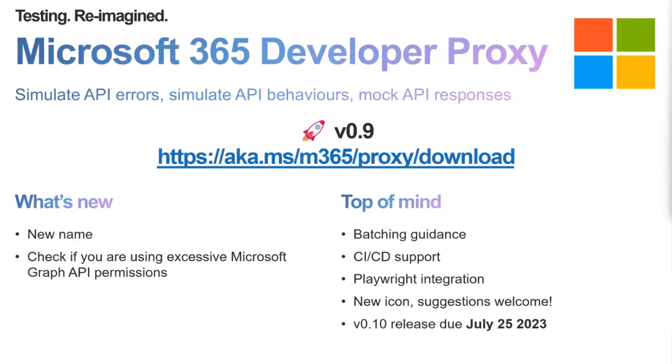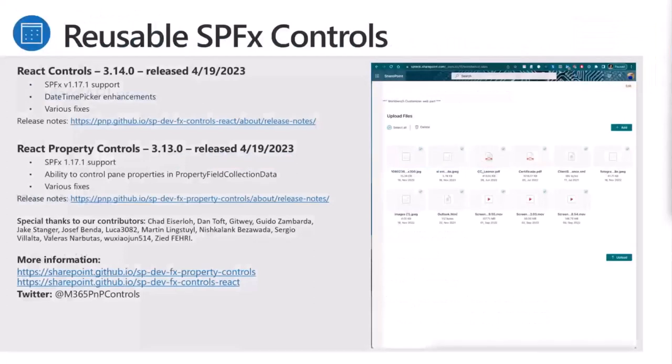As always, we're looking to enhance the proxy. So we're looking at batching, adding CI/CD support, Playwright integration. We're looking for a new icon. So if we have any artists out there, suggestions are welcome for the new name. And we're looking to release the new version at the end of July. And over to Alex for reusable SPFx controls.